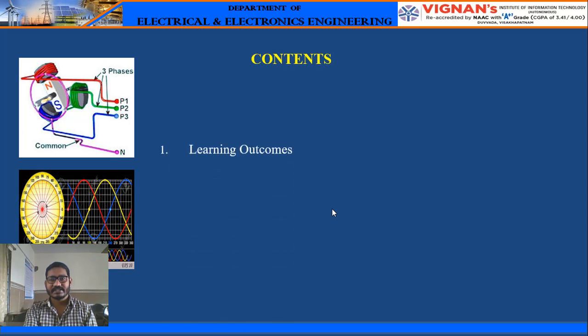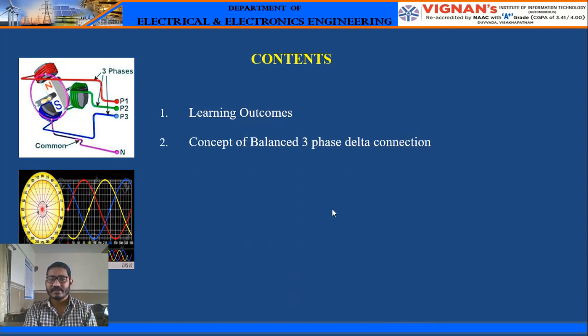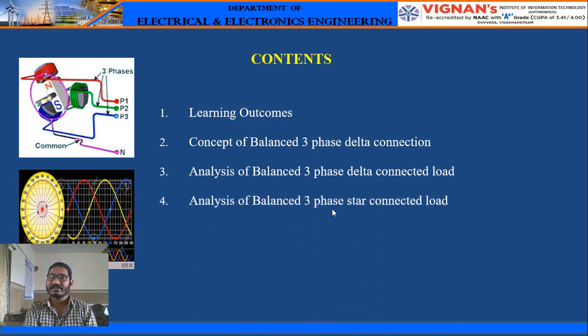These are the contents and learning outcomes. After completion of this lecture you will be able to learn these things. Next, the concept of balanced three-phase delta connection. Previously we discussed the concept of balanced three-phase star connection, and right now we are going to discuss delta connection. Third is the analysis of balanced three-phase delta connected load. Next, the analysis of balanced three-phase star connected load. This is the problem analysis: suppose for a given problem, how are we going to do it. Then conclusions and questions.